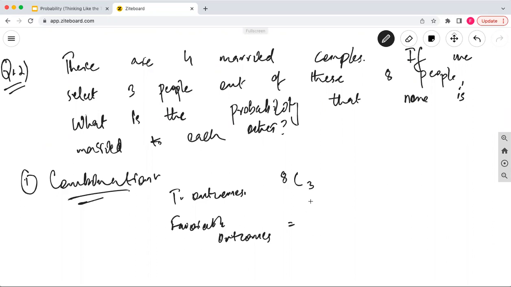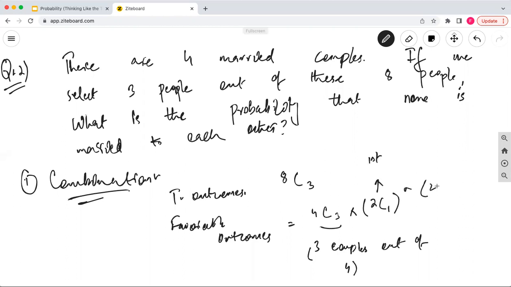What I'm saying is that at first I am choosing 3 couples out of 4, and now I am choosing 1 from each of the couples. This is the first couple, this is the second couple, and this is the third couple. What is actually happening here? This is for selecting 3 couples out of 4, right?